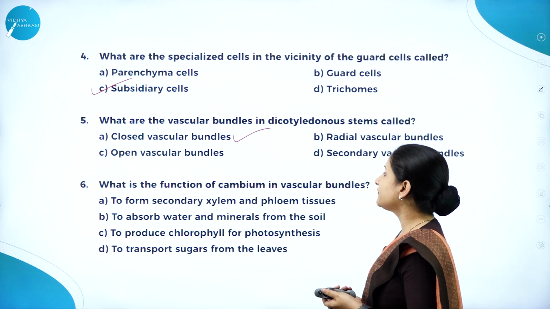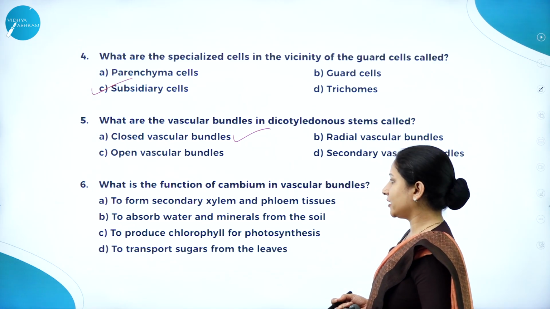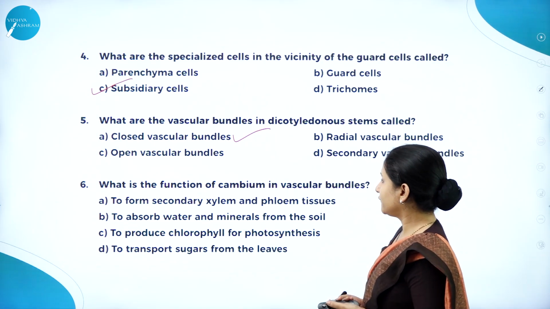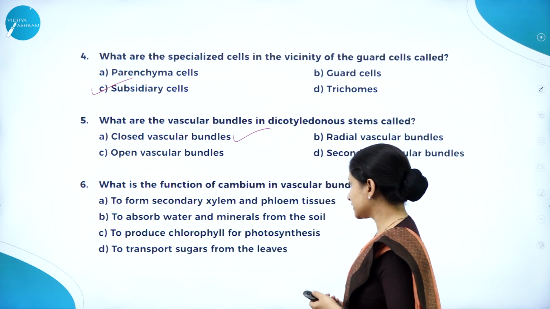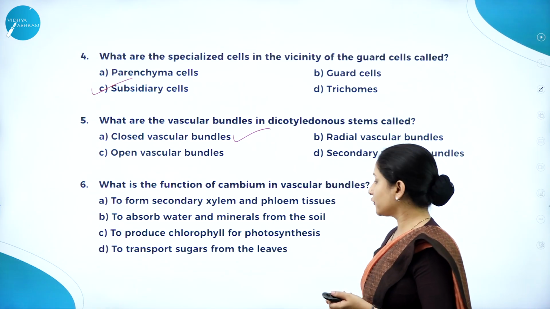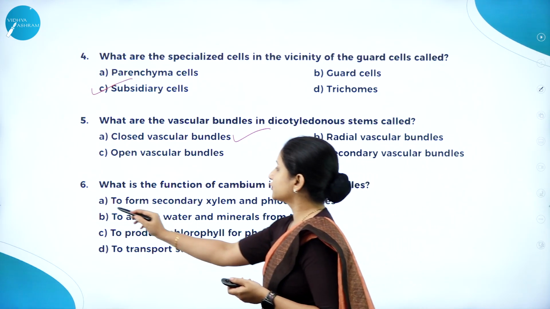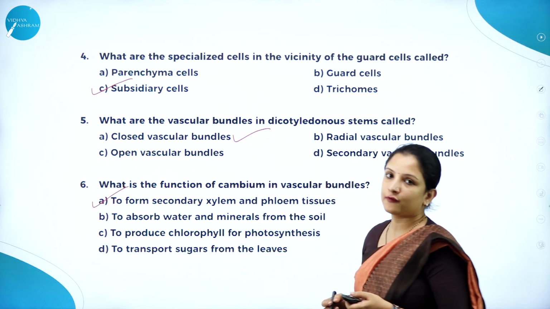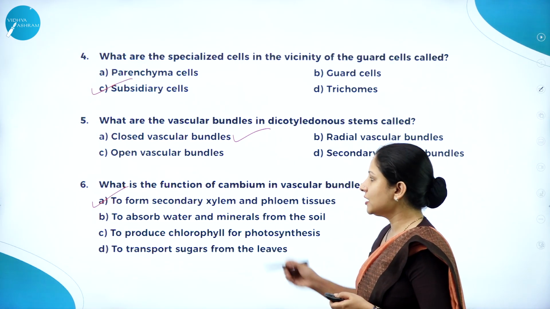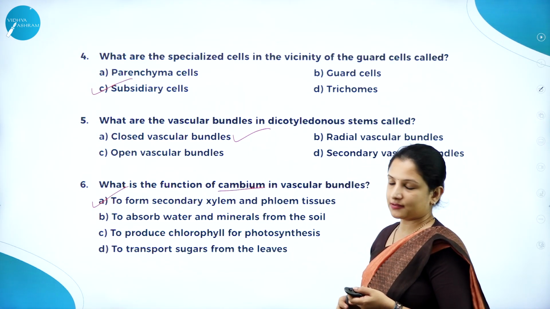Next question, what is the function of cambium in vascular bundle? To form secondary xylem and phloem tissue, to absorb water and minerals from the soil, to produce chlorophyll for photosynthesis, to transport sugars from the leaves. Its main function is to form secondary xylem and phloem tissue. So that is the function of the cambium. Option A is the right answer here.